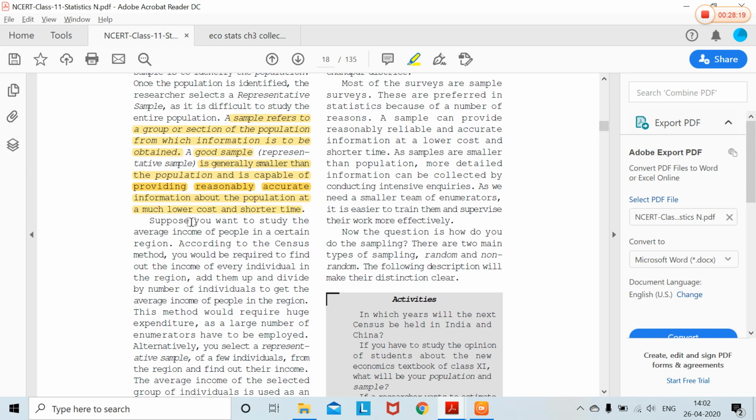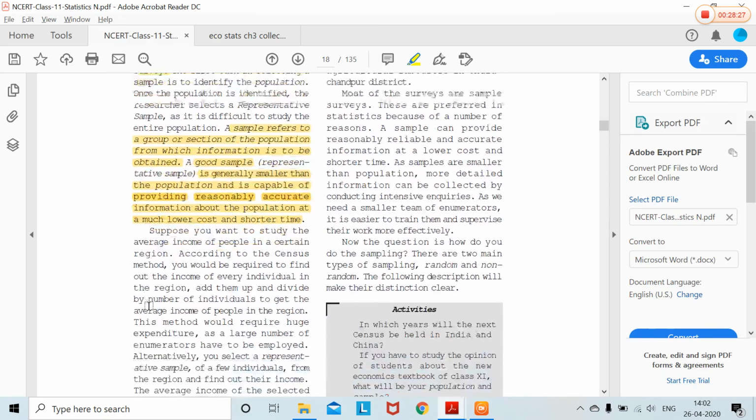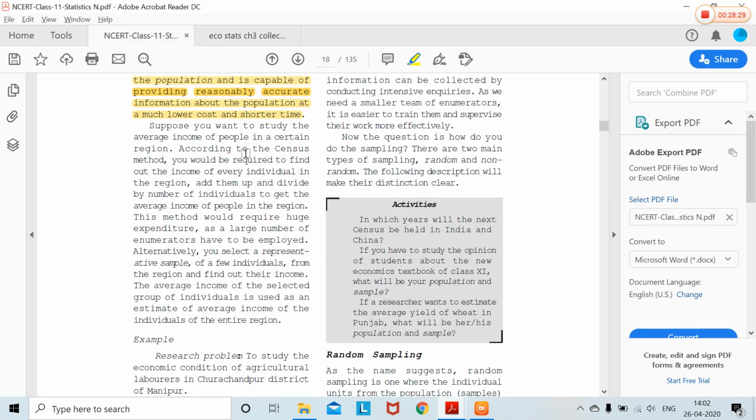Now see, there is an example. Suppose you want to study the average income. You can write the example here. First write the definition of population, then sample, and then this example. Suppose you want to study the average income of people in a certain region. According to the census method, you would be required to find out the income of every individual in that region.